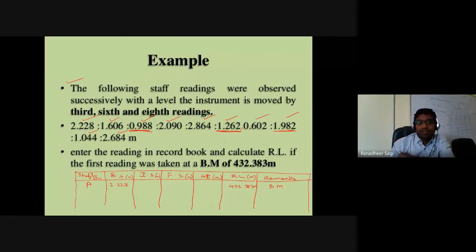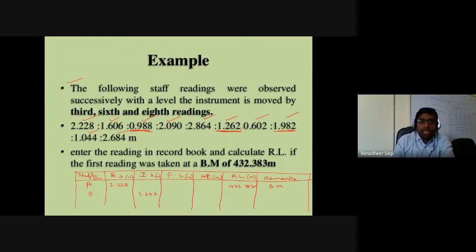After the third reading. I repeat, the third reading is the last reading we are taking with respect to that instrument station position. So when I say the third reading is the last reading with regard to the instrument station position, what about your second reading? Where should I write it down? The second reading we write under what is called the intermediate side. Let's say the second reading is taken on some point, which I'm calling point B. Under that point B, the corresponding staff reading is listed under your intermediate side.